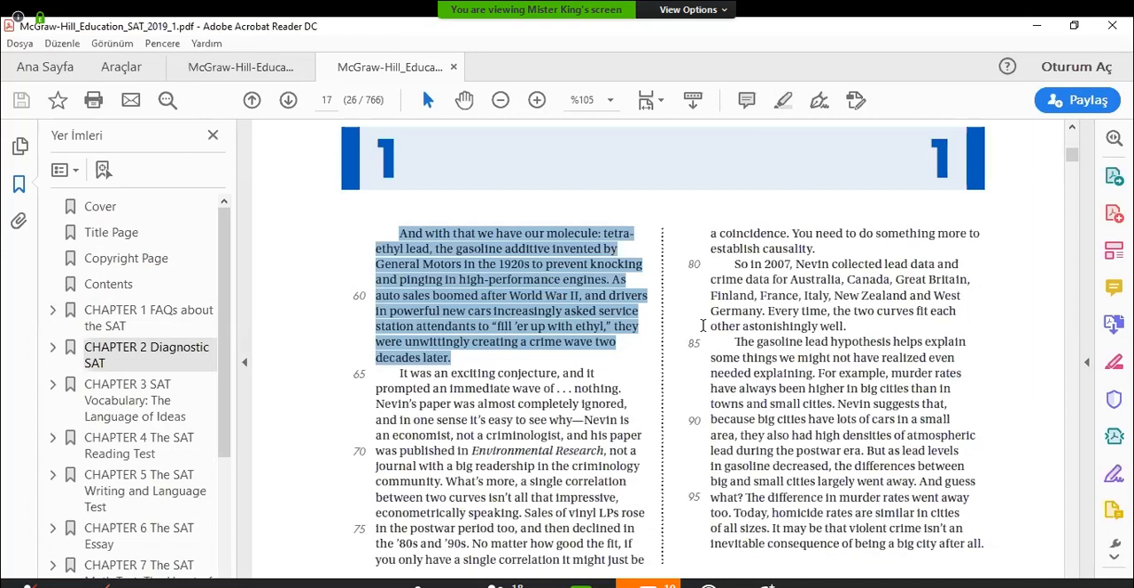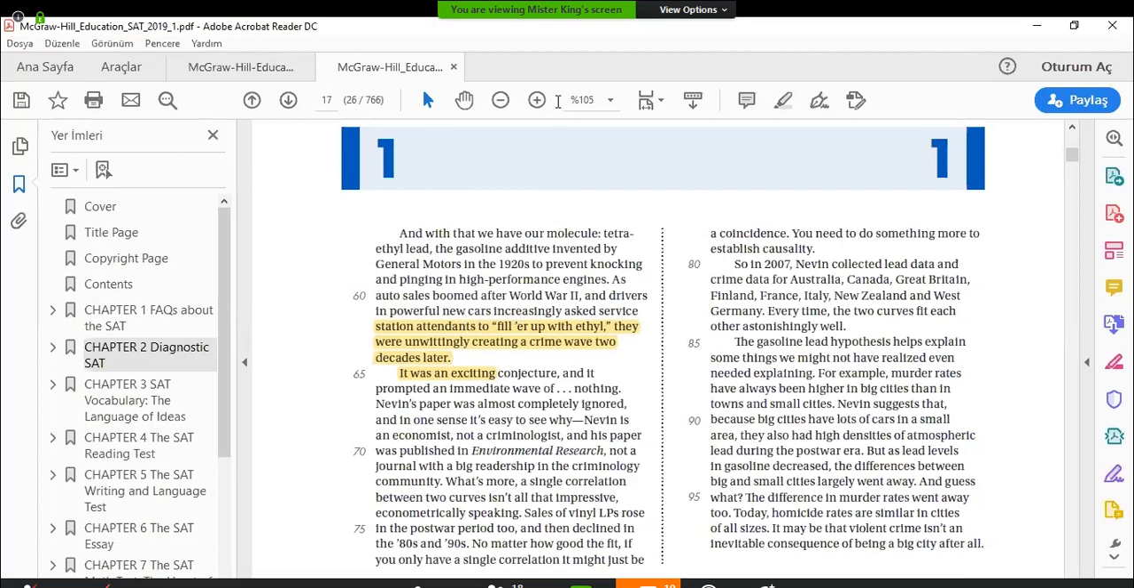Okay, all right, let's try to finish the text very quickly, and let's continue with who else? Rukia is with us, I think. Yes, Rukia, ready? And with that, we have our molecule, tetraethyllead, the gasoline additive invented by General Motors in the 1920s to prevent knocking and pinging in high-performance engines. As auto sales boomed after World War II and the rise in power for new cars increased, service station attendants were asked to fill the air up with ethyl, unwittingly creating a crime wave 2 decades later.